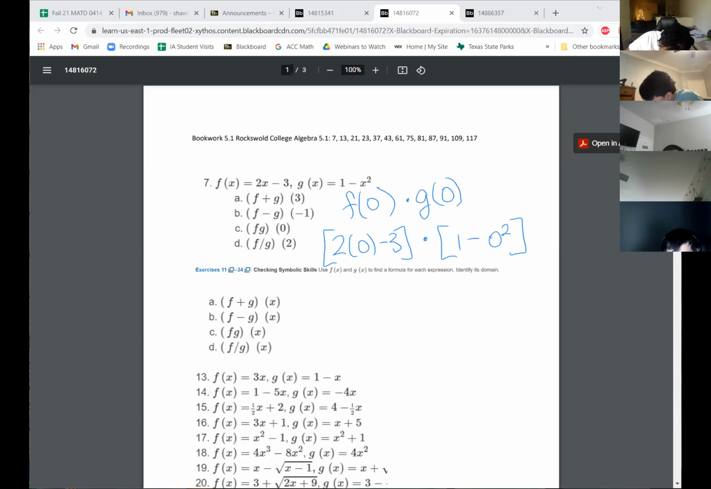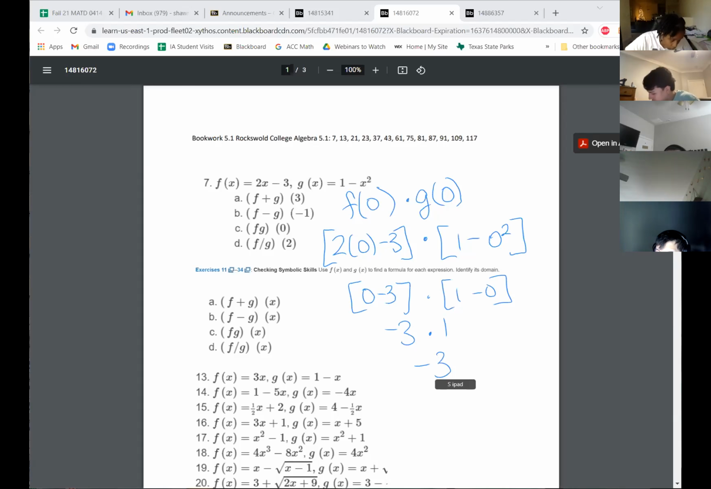Would it be -1 for the left side? So you did 2 times 0, and what'd you get? You're doing parentheses. 0. Yeah, so 0 minus 3. So what's 0 minus 3? It'd be -3. And then on the right side, we have 1 minus 0, because 0 squared is just 0. So it'd be 1. And then it would be -3. That's it. Got it.